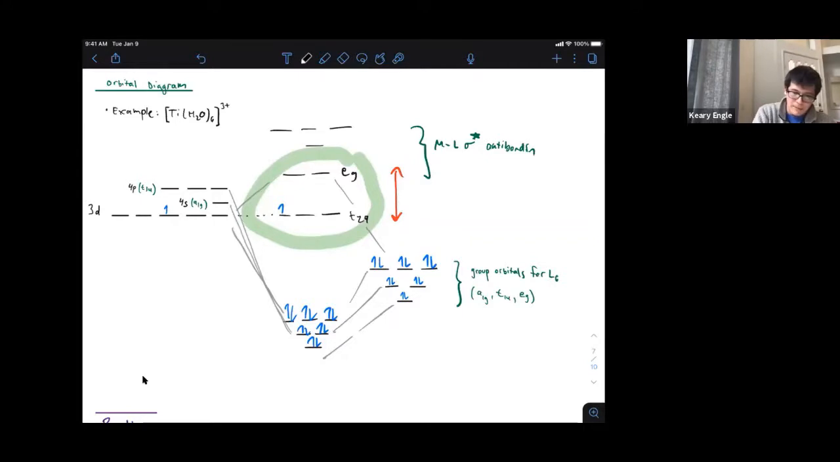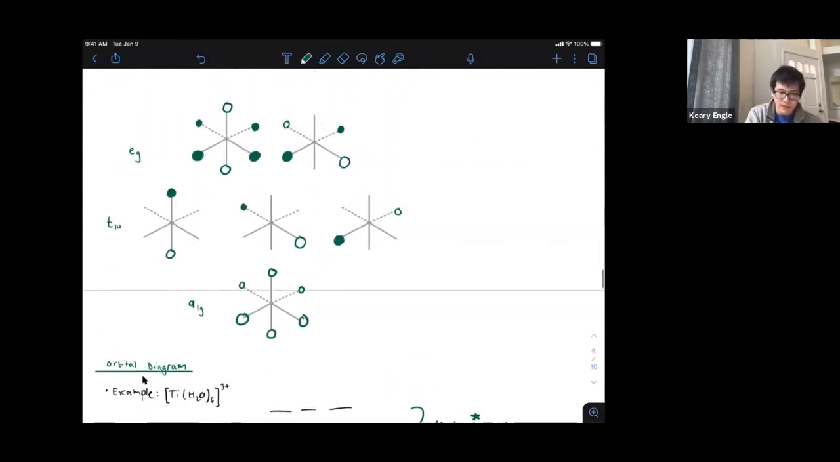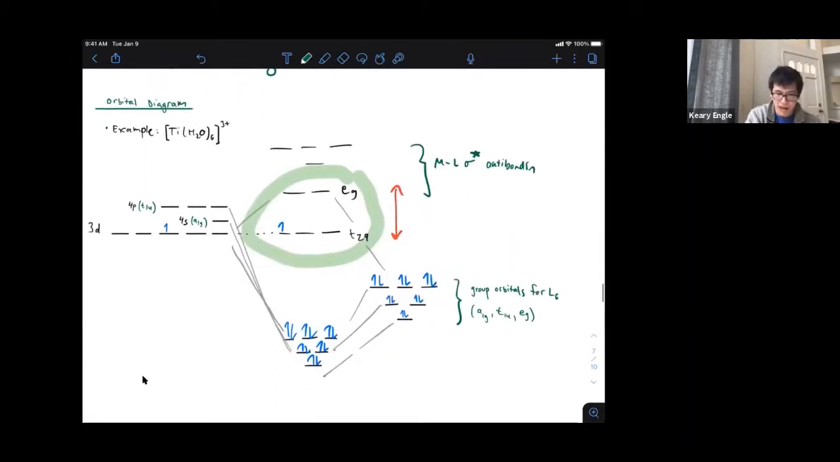And then just to come back to one point that I made very quickly, thinking about the symmetry of the orbitals involved and whether they become bonding or non-bonding: the dz squared and the dx squared minus y squared become bonding orbitals because they can interact nicely with these SALCs of Eg symmetry, whereas the other three d orbitals become non-bonding in character.